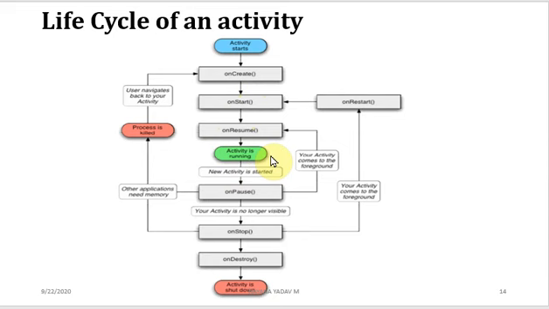And later on, what happens? Now the activity is running. At any point of time it can pause. In that case, this function, onPause, is called when the current activity is being paused and the previous activity needs to be resumed. So this activity is paused and the previous activity can be resumed again.